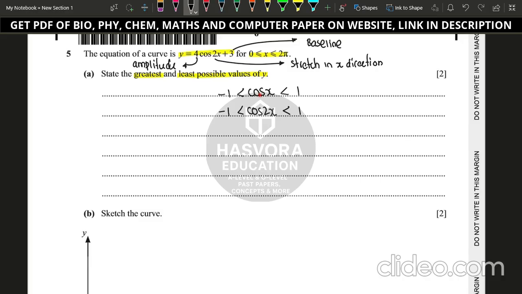Now what do we have then? We have the 4. Let's multiply the 4 with the whole term. This becomes 4 cos 2x, and 4 into 1 is 4, and now this actually affects the amplitude. This becomes minus 4, and then we have plus 3, so 4 cos 2x plus 3 is going to become 4 plus 3 as well, and minus 4 plus 3.